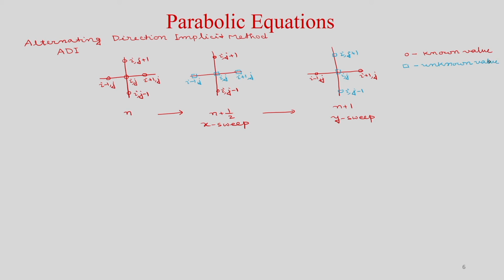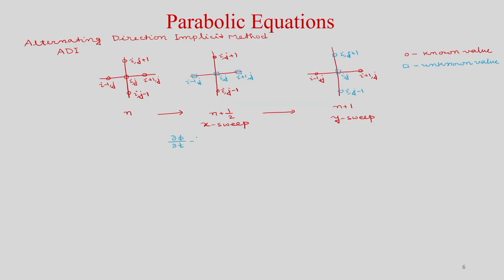Now let us write the x sweep and y sweep for the governing equation. Del phi by del t is equal to gamma times del 2 phi by del x square plus del 2 phi by del y square. If you write the discretized equation, let us write the x sweep first. In the x sweep only the value of phi at these 3 discrete points i j, i plus 1 j and i minus 1 j will be unknown. So, when you are moving from n to n plus half, it is an intermediate time step to n plus 1.